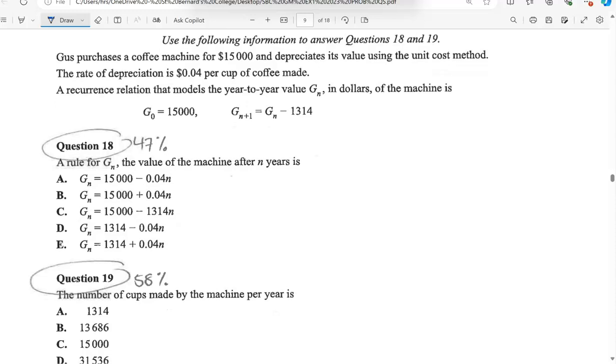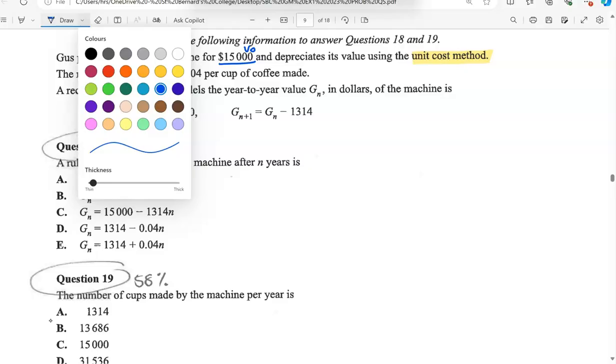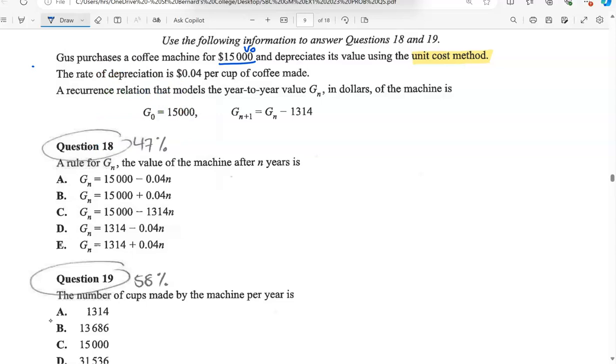Gus purchases a coffee machine for $15,000. We should be doing this in the exam, and it depreciates using the unit cost method. So we want to make sure that we are underlining those so we know. Now the rate of depreciation is 4 cents per coffee made.